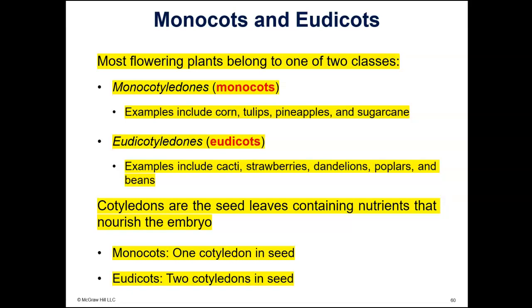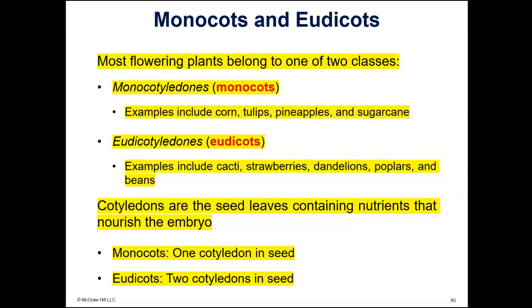And if you can visualize the leaves of a corn plant or a tulip flower, you realize that the veins or vascular tissue in those leaves runs parallel. They're kind of long and thin leaves, and then the veins run parallel to each other. Whereas the eudicots, such as cactus, strawberries, dandelions, poplars, and bean plants, have leaves where the veins form a netted pattern.